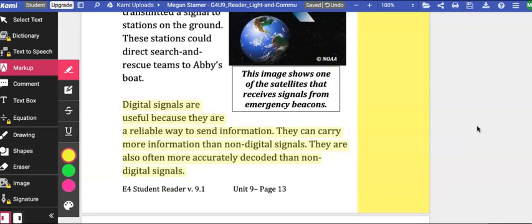Make sure you have everything highlighted that needs to be highlighted, and then move on.